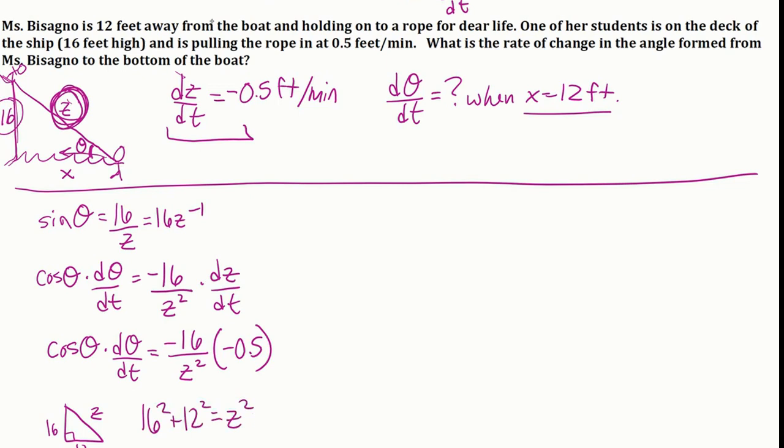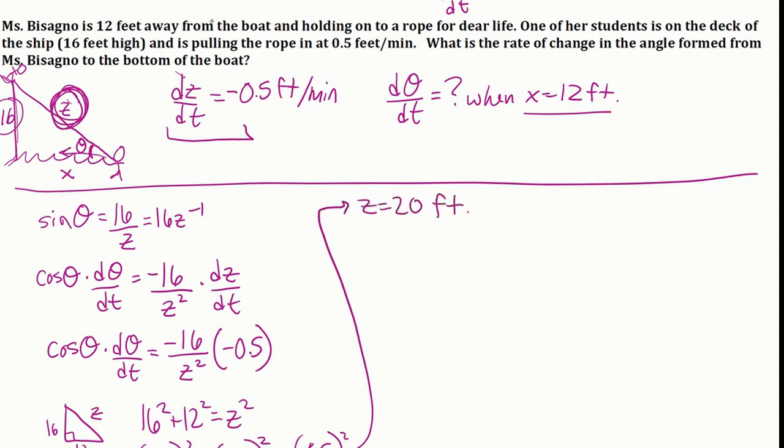Is this a 3, 4, 5? 16 is 4 times 4. 12 is 4 times 3. It is a 3, 4, 5. So z is 4 times 5, which is 20. So z is equal to 20 feet.